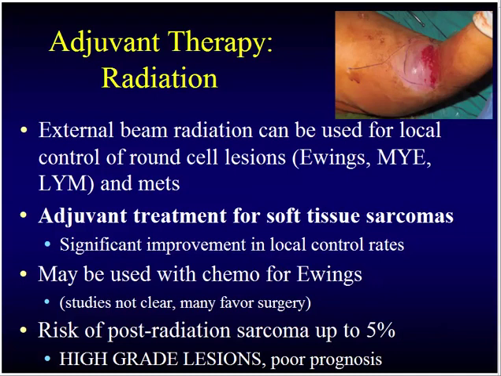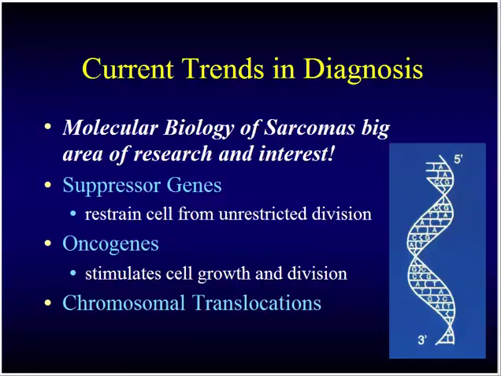About 5% of these people will develop a secondary sarcoma because of the radiation. It's not a benign thing, and it's a very high-grade lesion, very poor prognosis. All right, last thing, and then we'll go on to the bone lesions in particular.